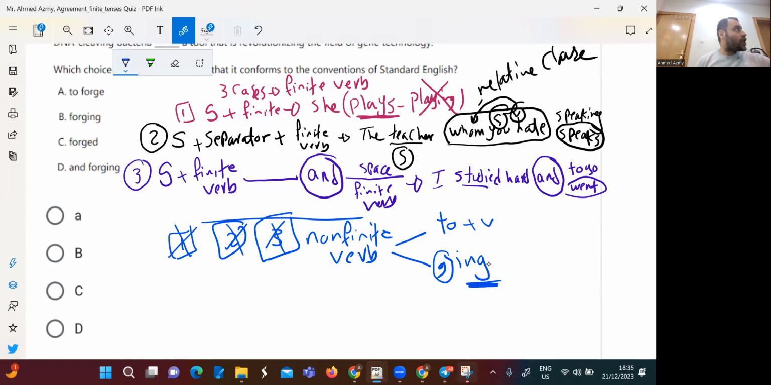If you have a comma before the space, you must choose the non-finite ing. If there is no comma, choose the non-finite to. Look at the examples, guys.